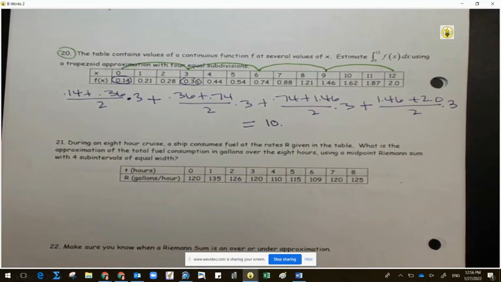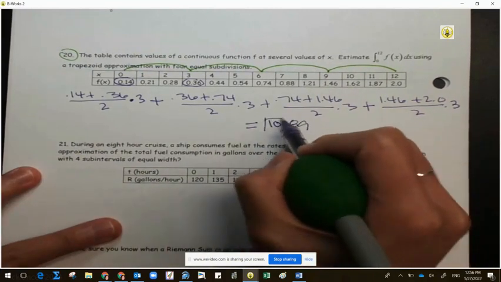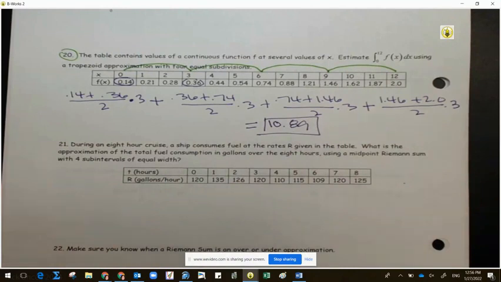I'm not done yet. 10.89. Was that our last one? All right.